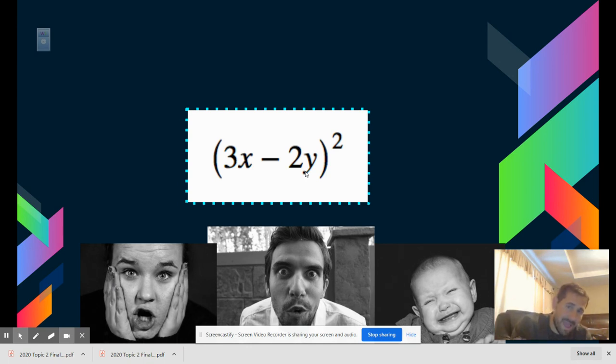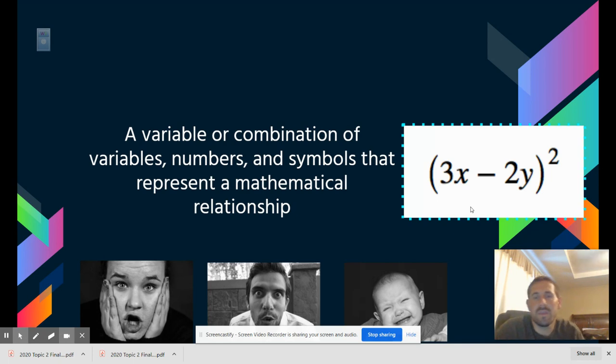So like this is a math expression, 3x minus 2y, all of that in parentheses raised to the second power. A lot of that might be new, like what's an x, what's a y, and what is a power. But that's what we're going to be talking about, is how we can apply these and how we use them.